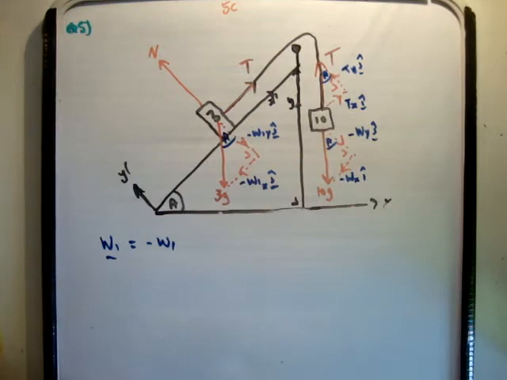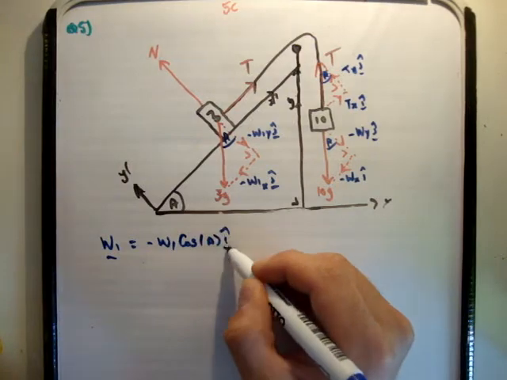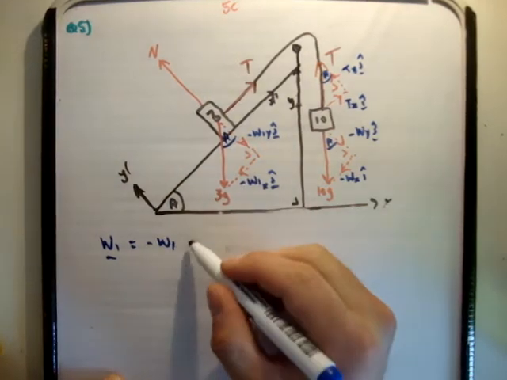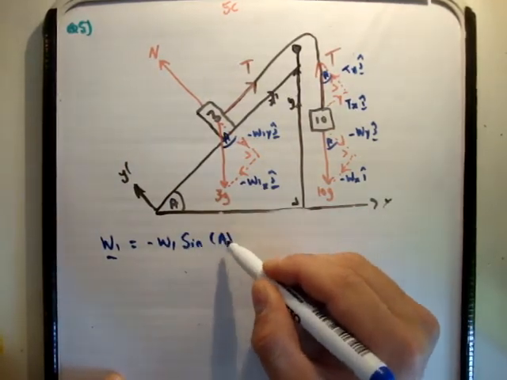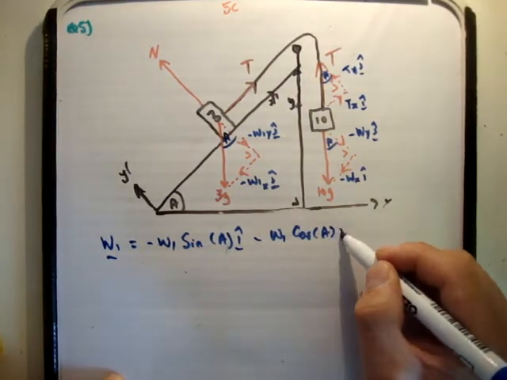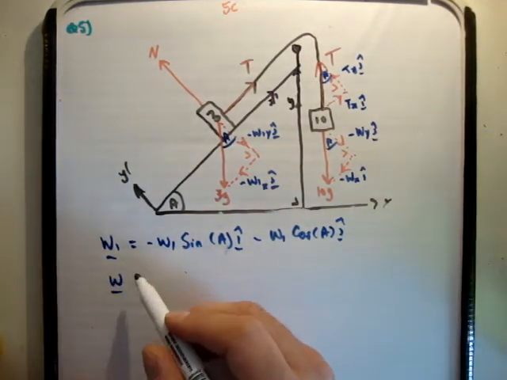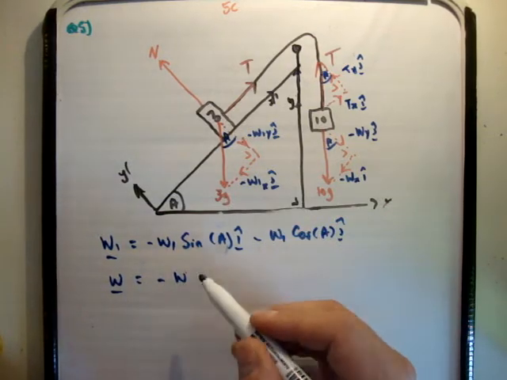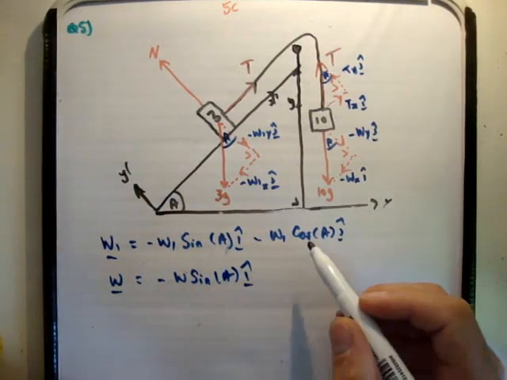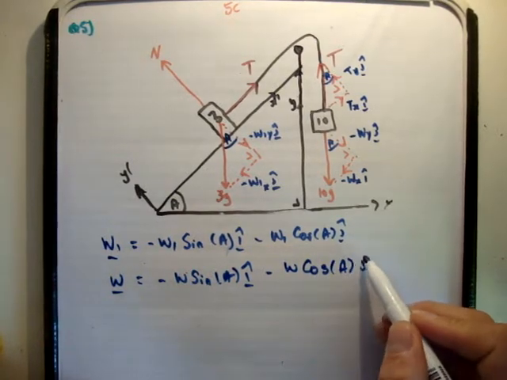So W1 is here. So we get W1 times the cosine of A in the i hat direction, and take away from that W1 times the sine of A in the j hat. Sorry, I did that wrong. W1 times the sine of A in the i hat, and you take away from that W1 times the cosine of A in the j hat. And over here it's going to be negative W times the sine of A in the i hat, and you're going to have to take away from that W times the cosine of A in the j hat direction.